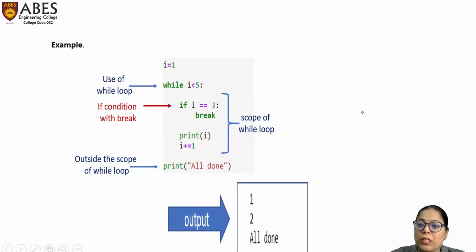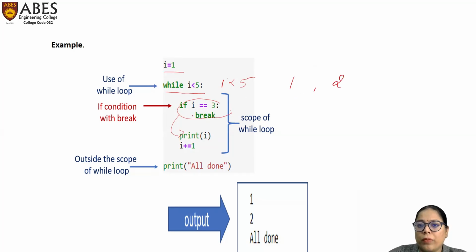Now we will see this with an example. Here we have initialized i equals 1. Now we will check while i is less than 5. Yes, 1 is less than 5, so the condition is true. Then if i equals 3, which is not the case, it will not follow this because this condition is not true. So it will print 1, and after that the value is incremented. That means the value of i becomes 2 now.